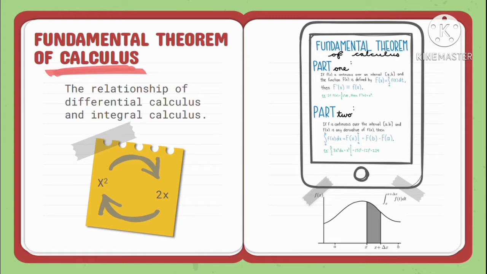Well, it simply means that it is the relationship of differential and integral calculus, wherein ibig sabihin, yung integral and differential is connected sa isa't isa at inverse processes. Like for example, itong function na x squared. Yung derivative niya is 2x, right? Well, yung integral niya is x squared. Yung integral ng 2x is x squared. So, yun. Kaya sinabing related sila sa isa't isa at inverse processes sila.